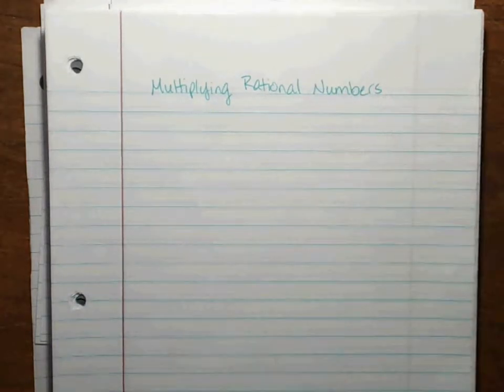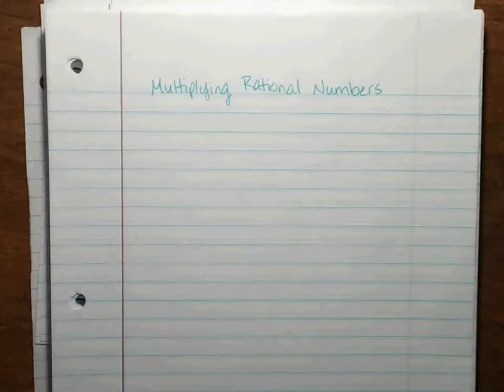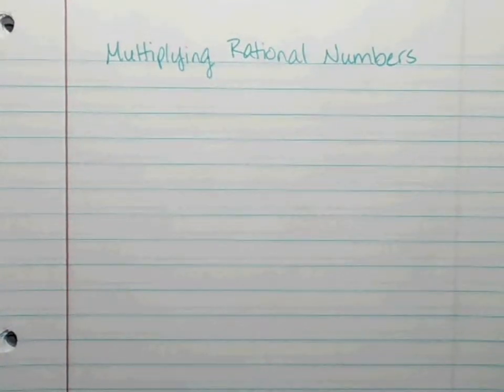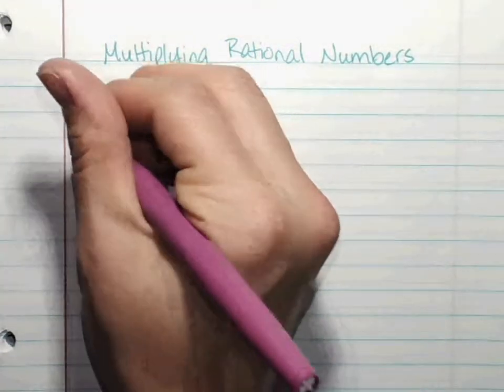Remember we talked about rational numbers are positive and negative fractions and decimals. So what we're covering is basically multiplying positive fractions, multiplying negative fractions, and then positive and negative decimals as well. So we're going to hit it in two sections. Section 1, we'll do decimals first.